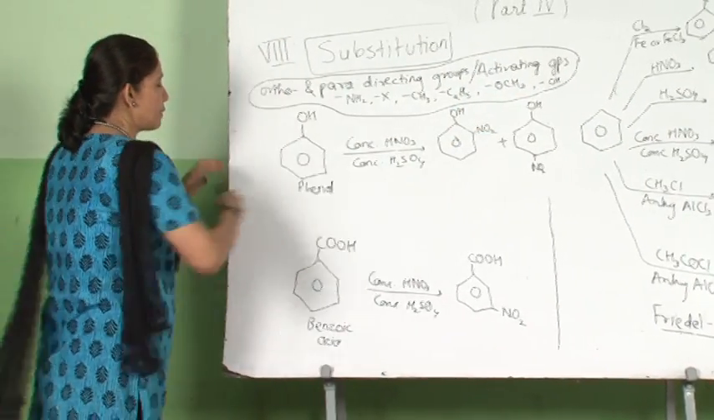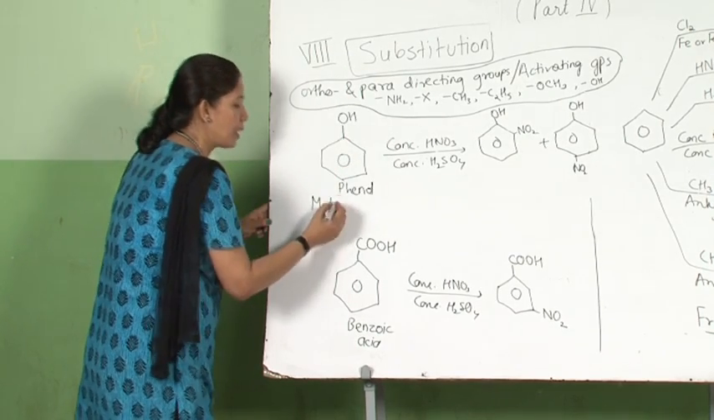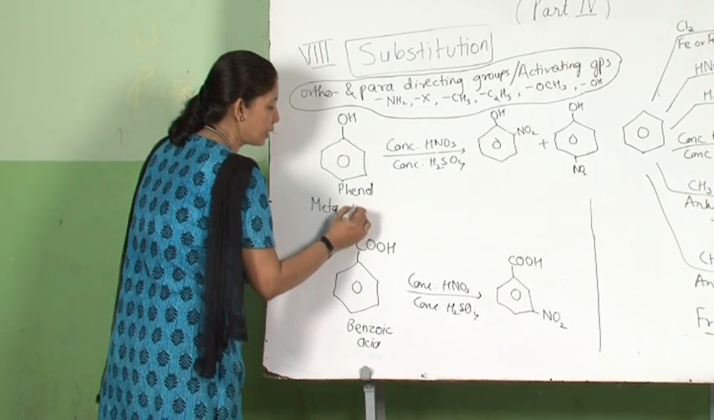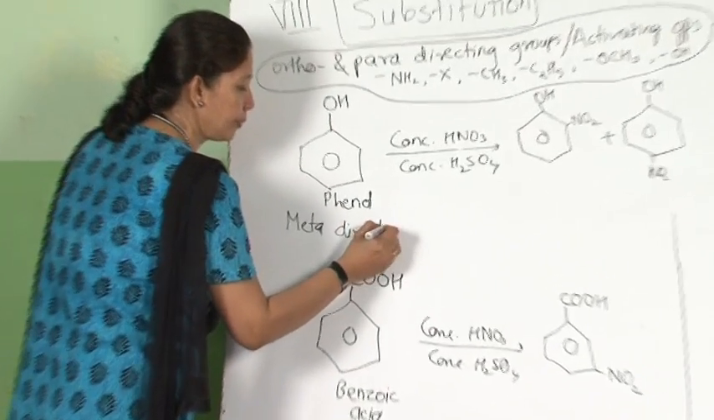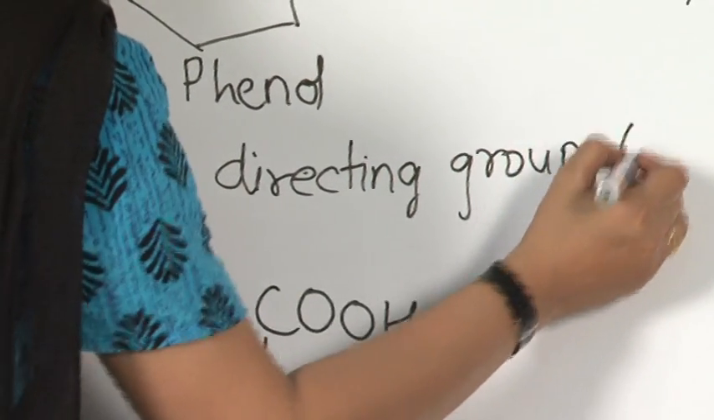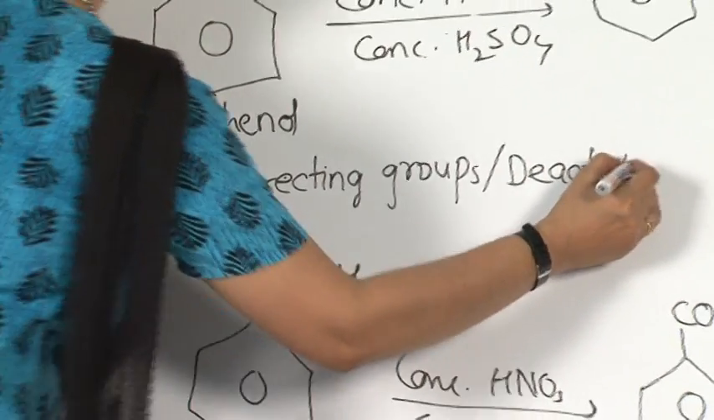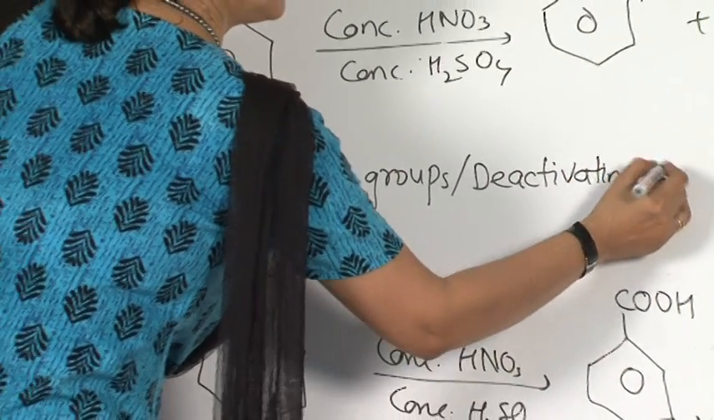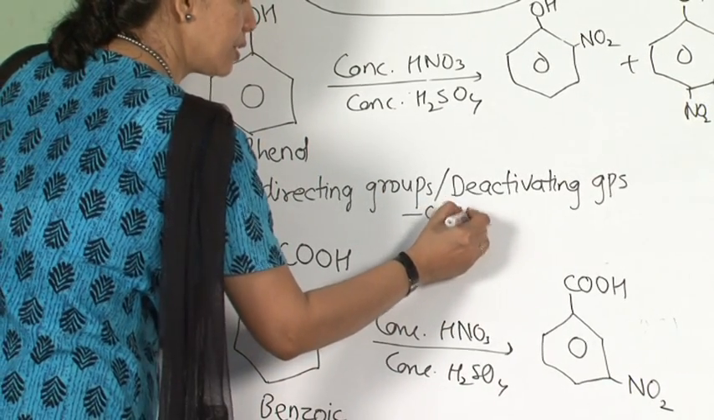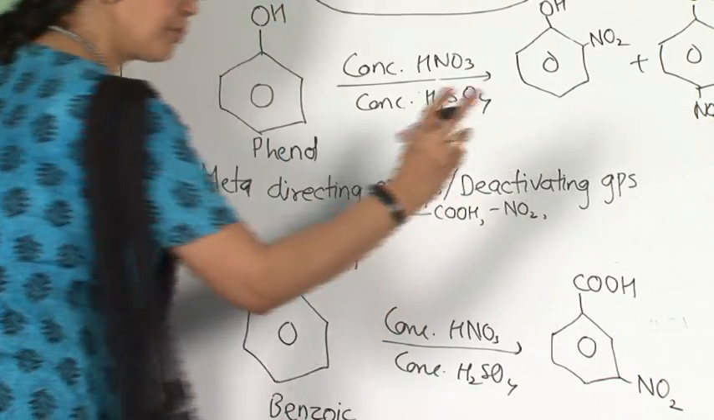Let me list down some examples of meta directing groups, so that, like ortho and para, many reactions we can complete. Meta directing groups, which are also called deactivating groups. I am giving some examples. Carboxylic acid, the nitro group. I hope you are able to remember now.